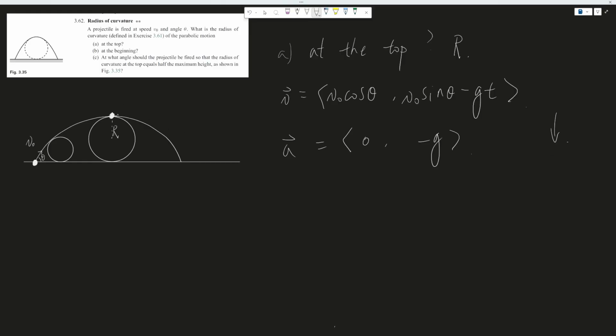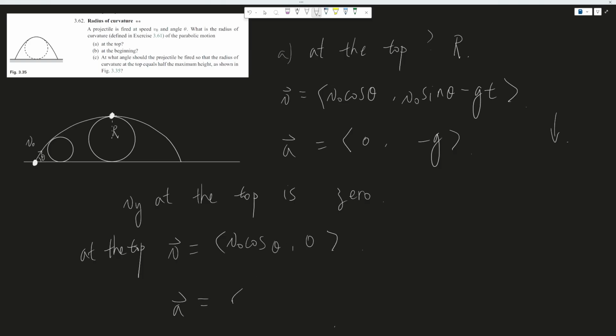And then at the top, we also know that Vy at the top is 0. So this makes the question a lot easier. So at the top, V is V naught cosine theta, comma 0. And then acceleration is just 0, comma negative g. So how is this going to help us?